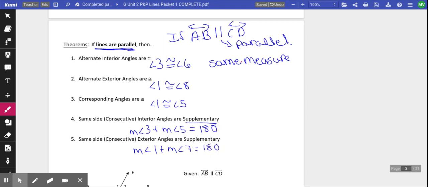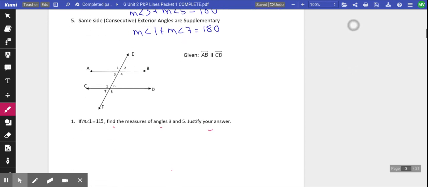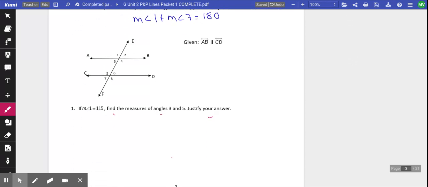Now, what type of problem are you going to be asked to do with this? If I know in this diagram that AB is parallel to CD, they are cut by the transversal EF, and I know angle 1 is 115, I can find angles 3 and 5. So justify and show work.